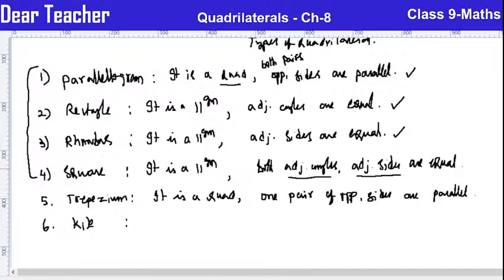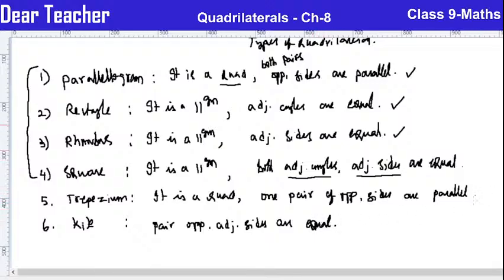If it is 5 and 5, these two are 6 and 6 and these two are 5 and 5, then it is not a rhombus. So here all kites are not rhombuses, but all rhombuses are kites. Here pairs of adjacent sides are equal. So there are so many definitions for this.